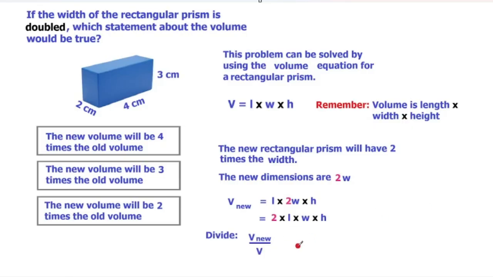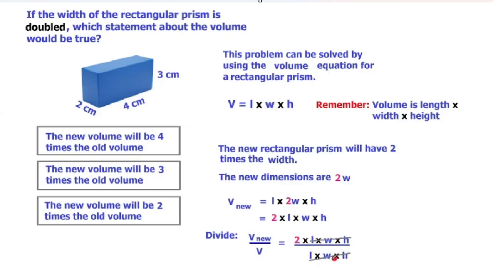So now we can divide the new volume by the old volume. So we could do a comparison to see how it has changed. So let's put in our new equation, which is 2 times the length times the width times the height, over the old equation, which is length times width times height.